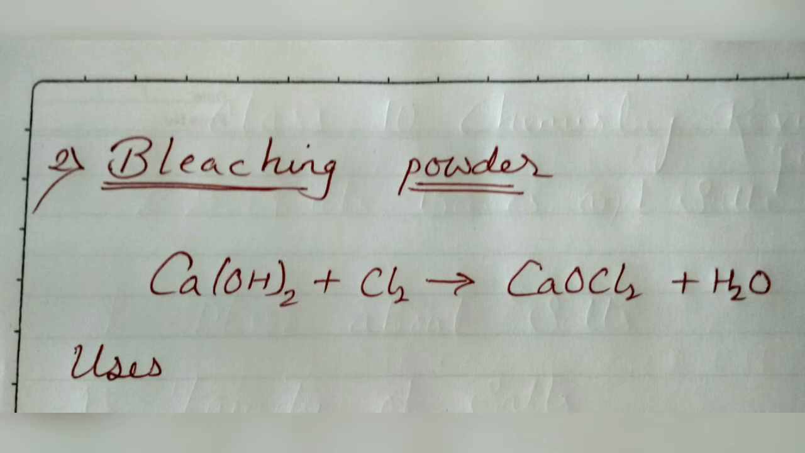Dear student, in the chlor-alkali process we did, the chlorine which was liberated, if we pass that same chlorine through Ca(OH)2, that is calcium hydroxide, we get CaOCl2 plus water. Now your CaOCl2 is known as bleaching powder. So this is the preparation for your bleaching powder.